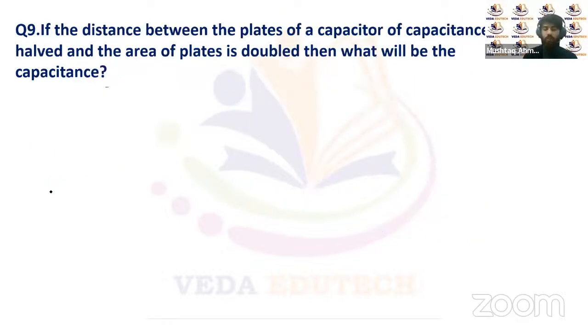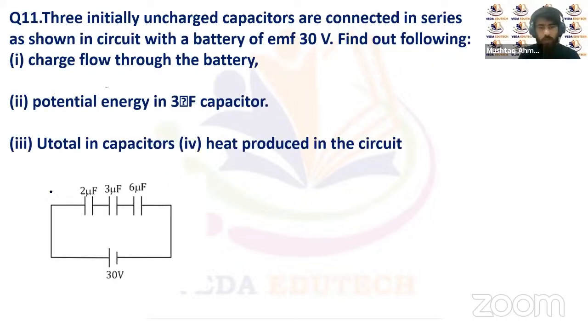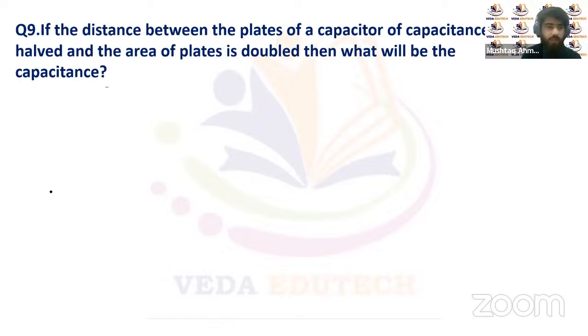Now let's discuss question number 9 here. The question says that if the distance between the plates of a capacitor of capacitance C1 is halved, and the area of plates is doubled, then what will be the capacitance? Let's suppose we have a capacitor of capacitance C. Initially the area was A and separation was D. So the capacitance of this capacitor will be A epsilon naught over D, and this was the initial capacitance, that's C1, right?